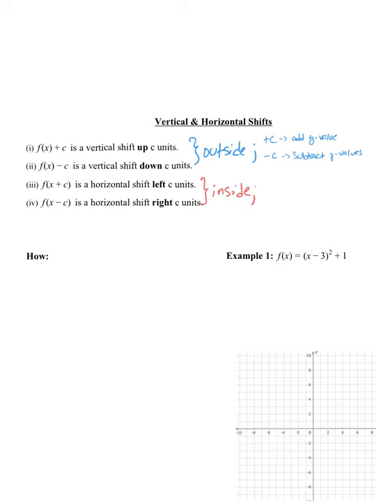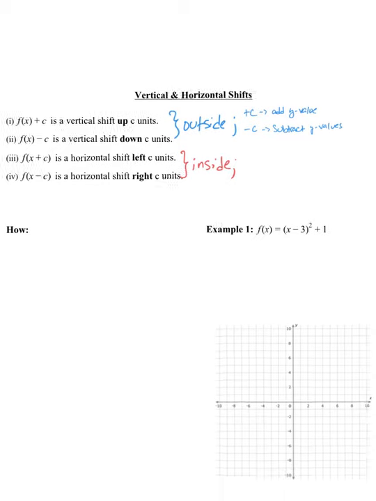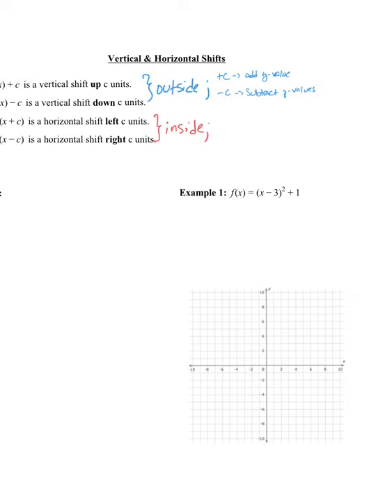So you're probably thinking to yourself, oh, this must be a horizontal shift. If I'm going in the positive x direction, I must be moving to the right because that is the positive x direction. But look what it says. It says it's shifted to the left.